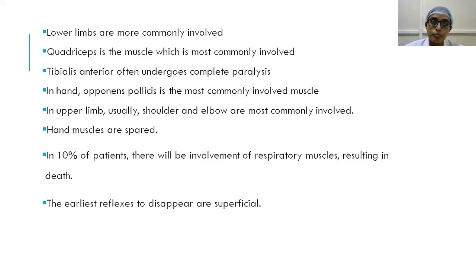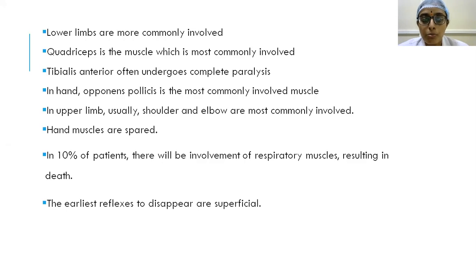In the upper limb, the involvement of the hand is usually less. Usually shoulder and elbow are most commonly involved and hand muscles are spared. If at all the hand is involved, opponens pollicis is the most commonly involved muscle.